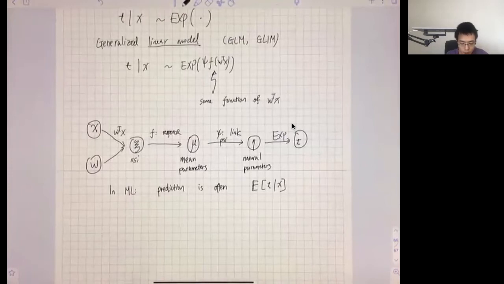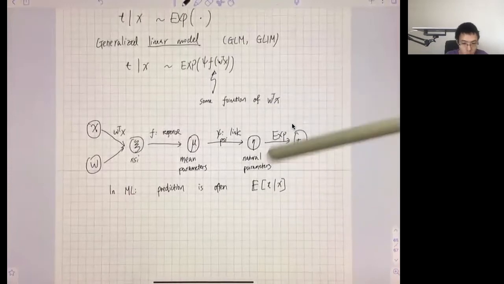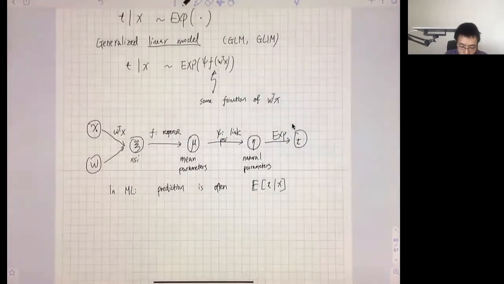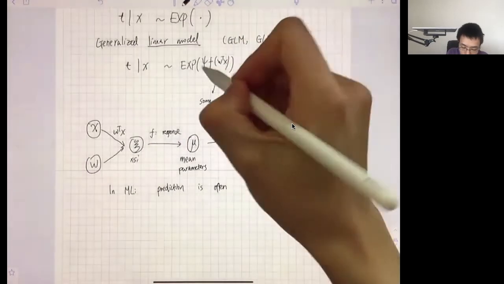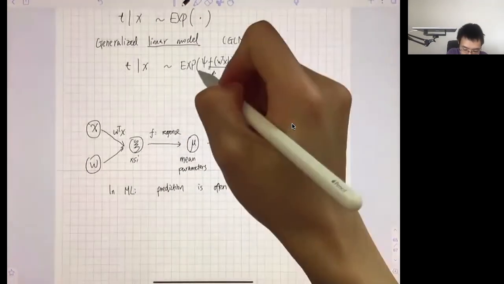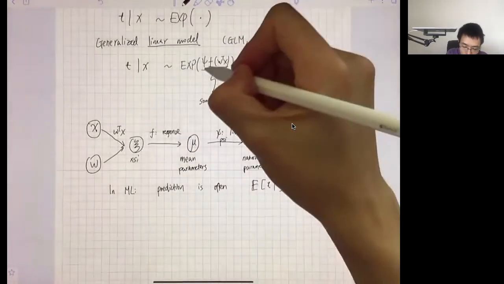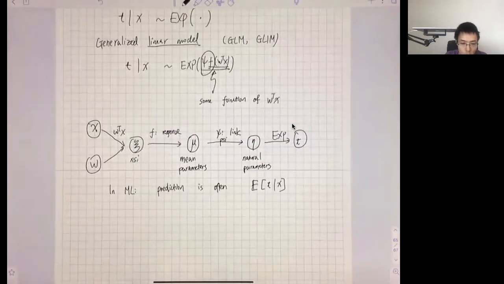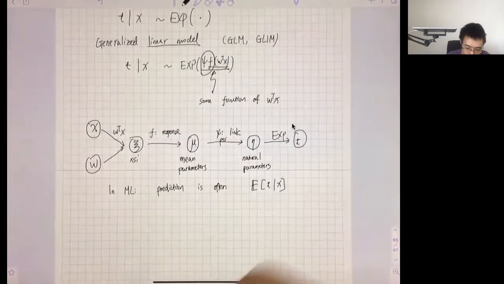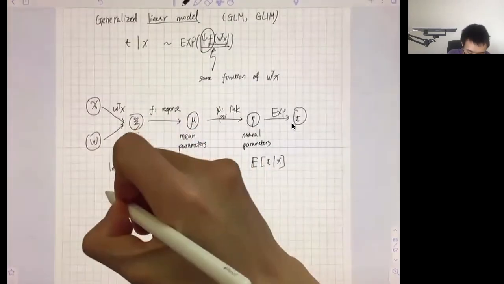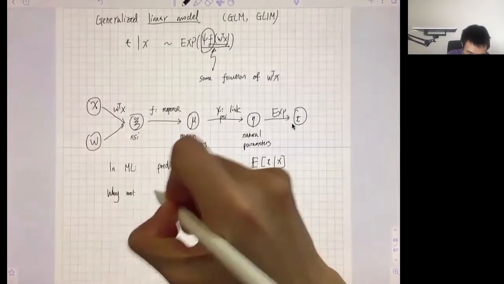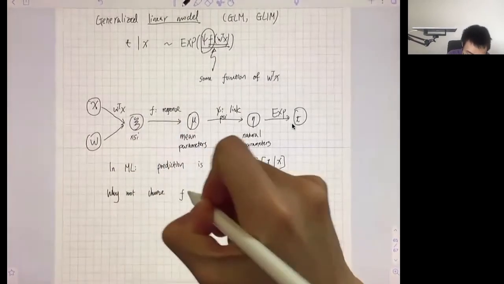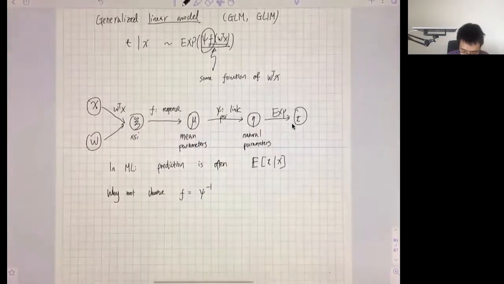Okay, so this is the generalized linear model. It appears that there's some complication: I first map to the mean parameter and then I map to the natural parameter. So why not combine them together? I would like to choose f equals the inverse of psi, so I try to cancel them out. Okay, that simplifies things, right? So why not choose f equals psi inverse.